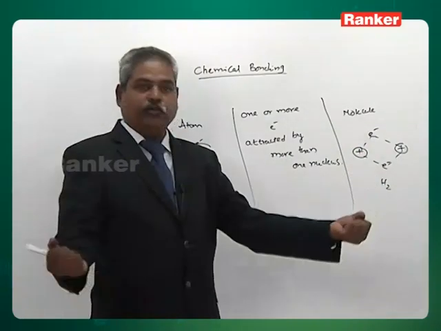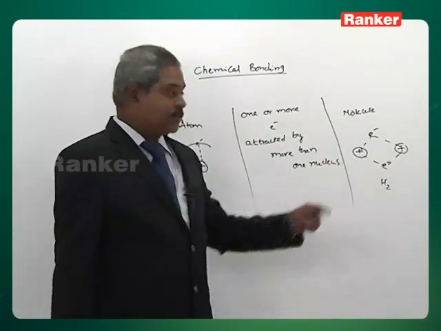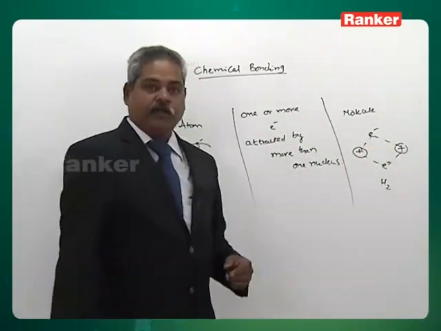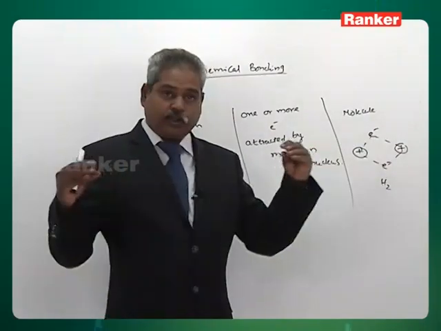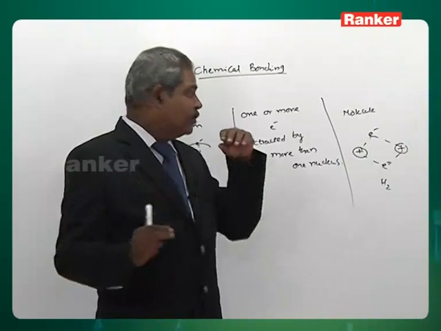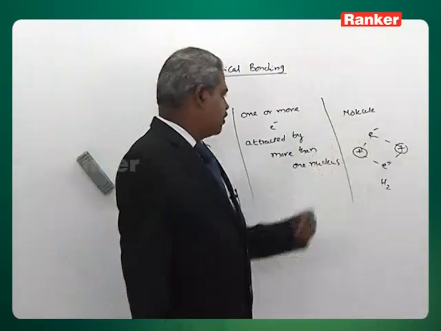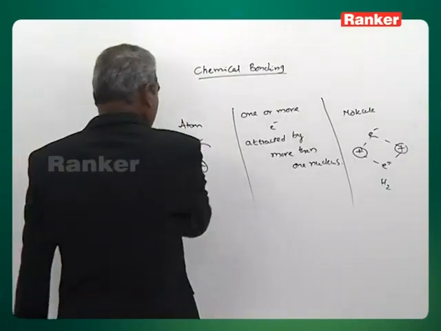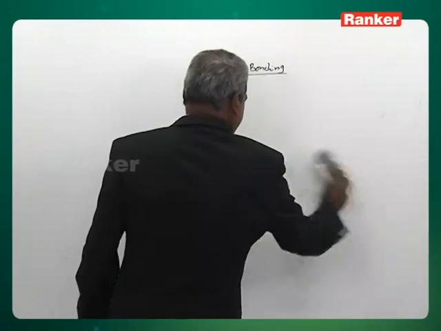The electron is holding the nuclei. This electron is attracting both the nuclei, so this electron is bringing the nuclei together. How do two positive charges come close? This is positive, this is positive. How can they come close? They don't come close. A negative charge will bring them together. They are brought together by a negative charge. So, one or more electrons attracted by more than one nucleus is bonding.